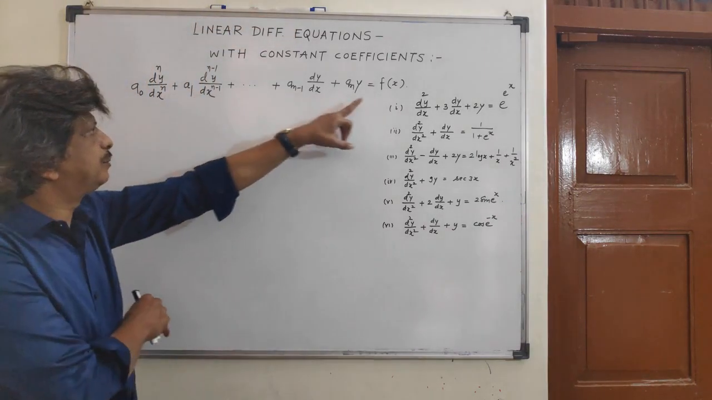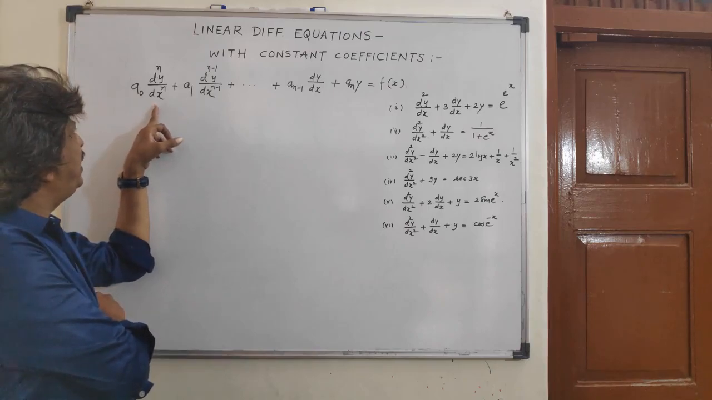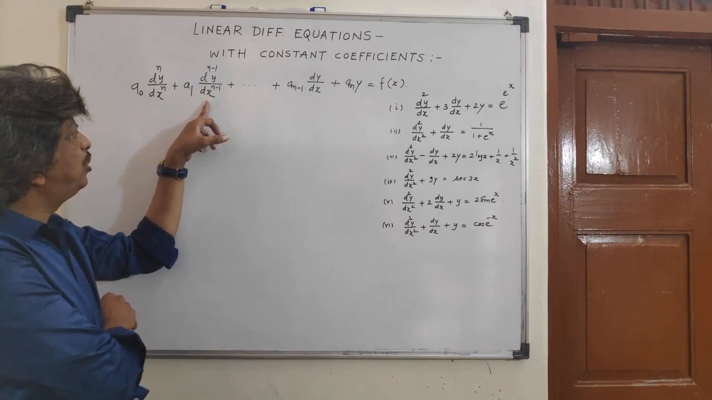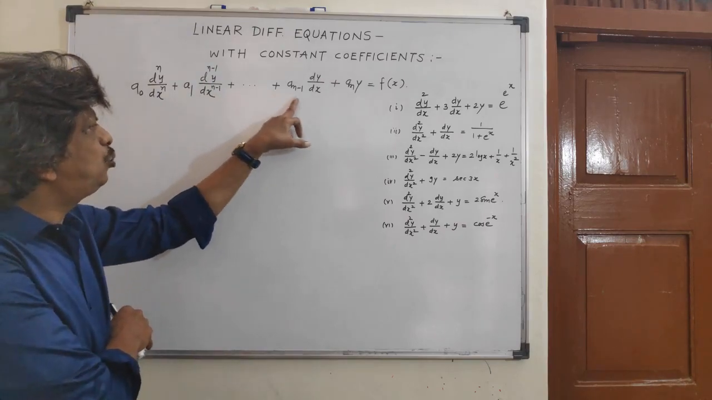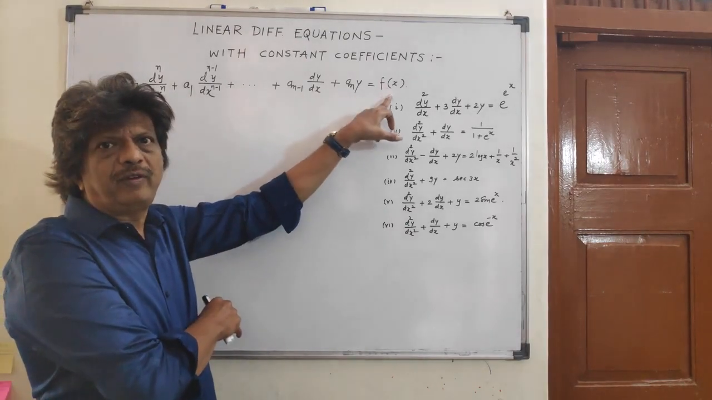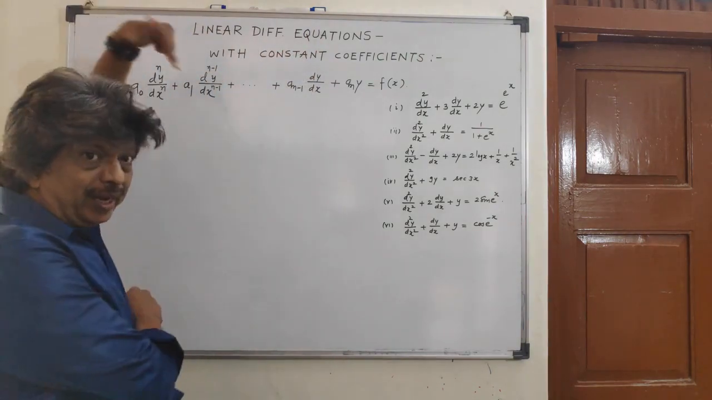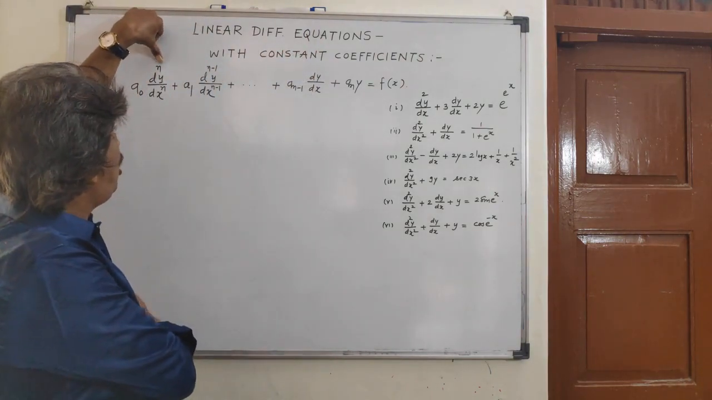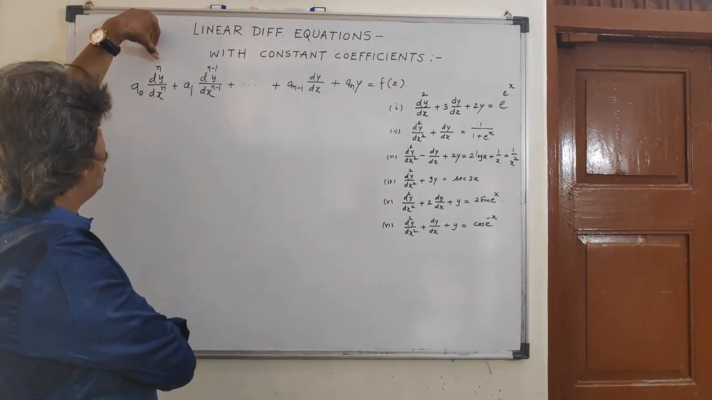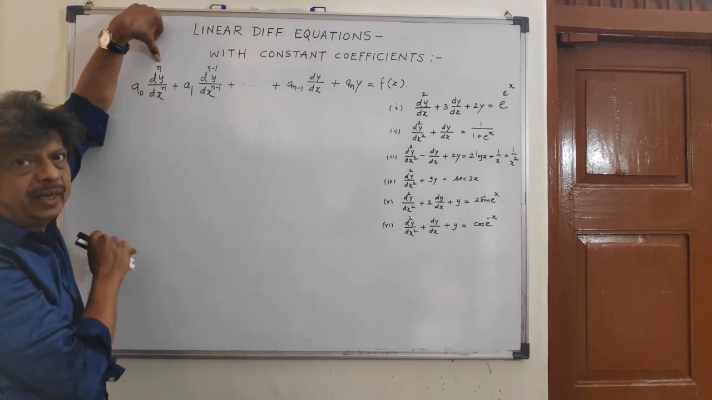This equation: a0 d^n y by dx^n plus a1 d^(n-1) y by dx^(n-1) plus, and so on, up to a(n-1) dy by dx plus an y equal to f of x. This is the general nth order linear differential equation. Its order is n because the highest order derivative is n here.